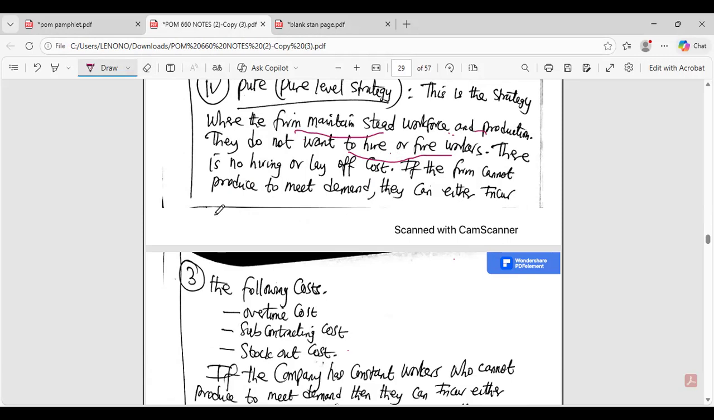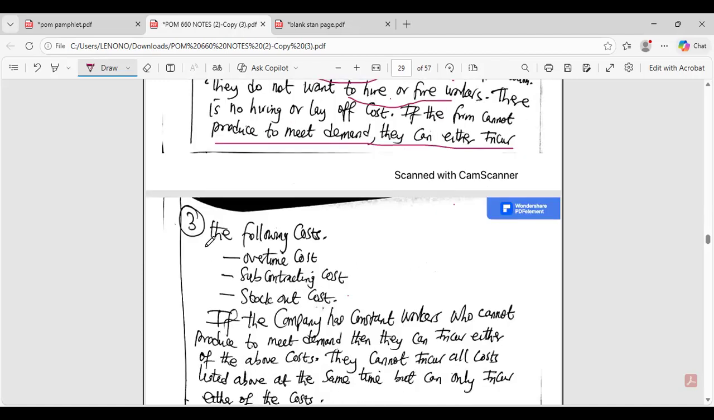Now what happens if the constant workforce cannot produce to meet demand? You can allow overtime. You can tell the 12 workers, if you have 12 workers or 20 workers, not to knock off, and you pay them overtime. That's option one. If company policy doesn't allow overtime, tell them to knock off and they go home. Then you give somebody else the job, which means you incur subcontracting.